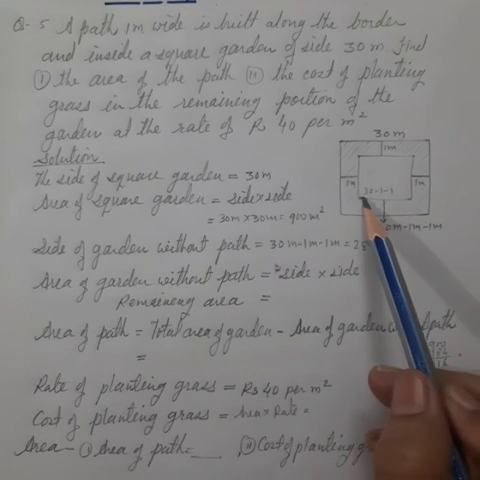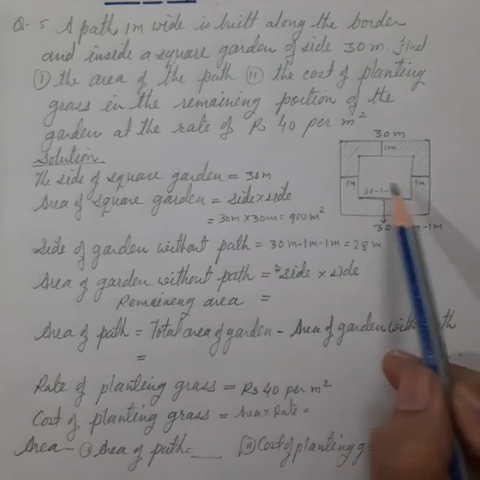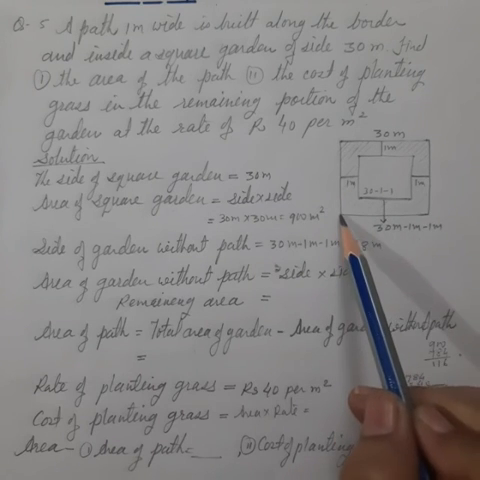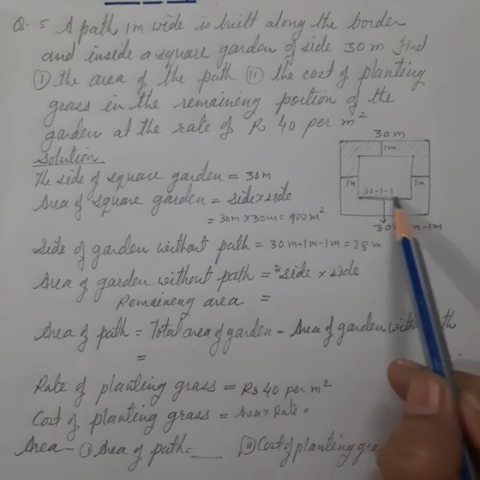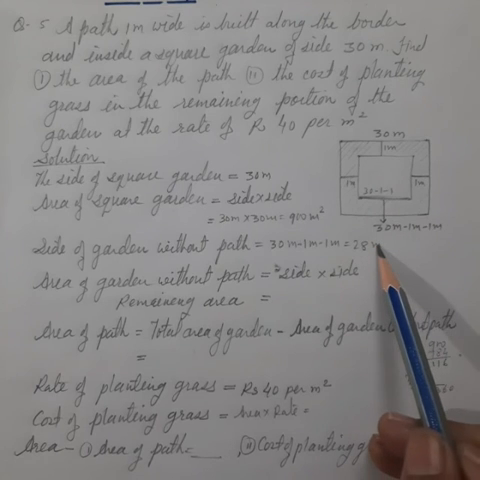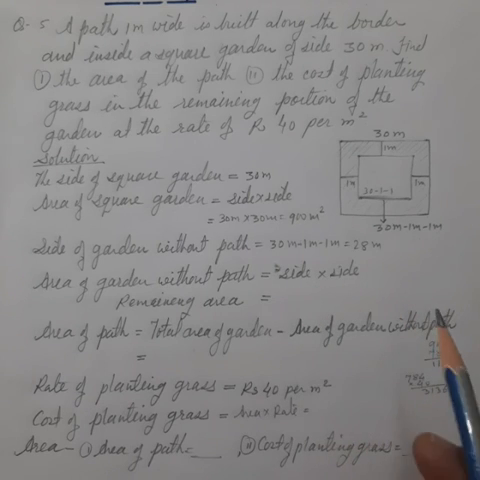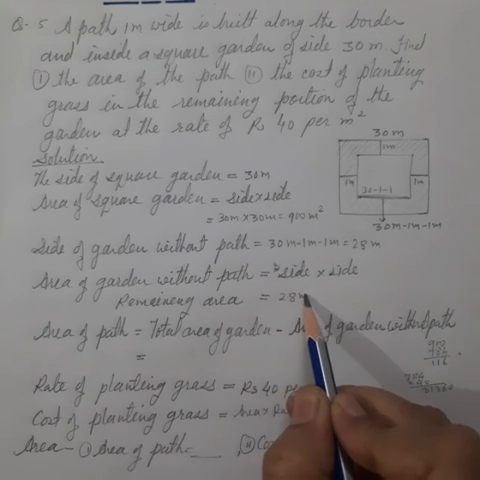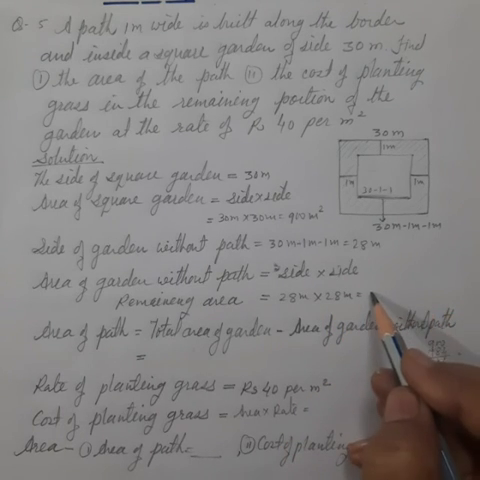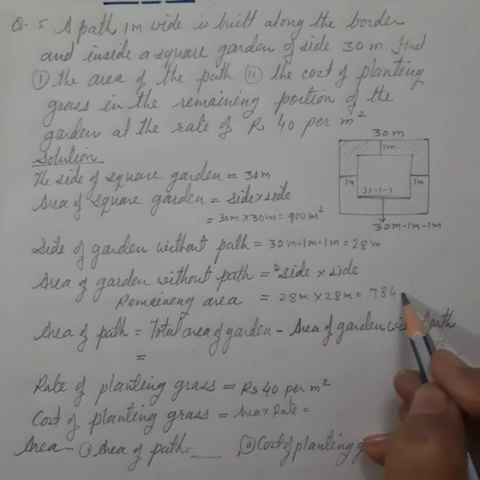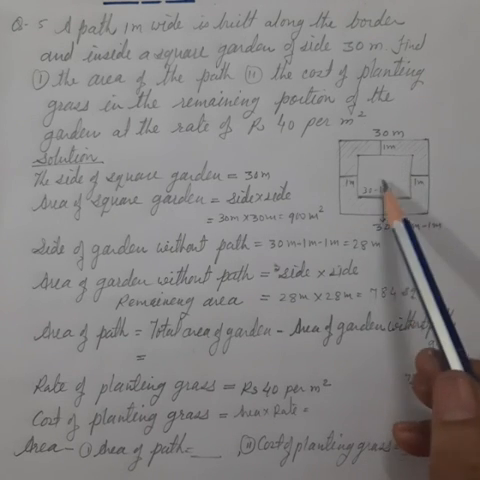Now we have to find out the length of the side of the inner square here. From both the sides 1 meter we have to subtract. So from 30 meter subtract 1 meter, and from here 1 meter. So we get the side of the inner square 28 meter. Again it is a square, so find out the area, side into side. Side is 28 meter into 28 meter. 28 into 28 we get 784 meter into meter, square meter. This is the area of the remaining portion.